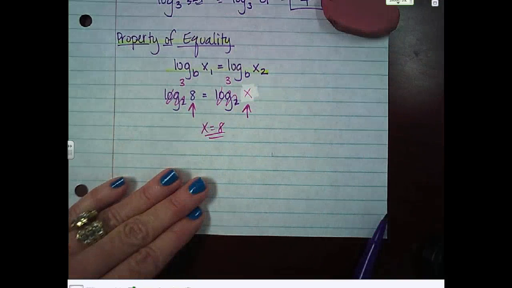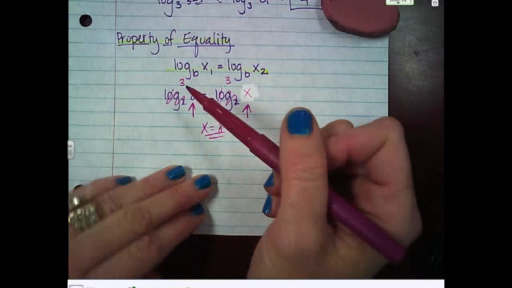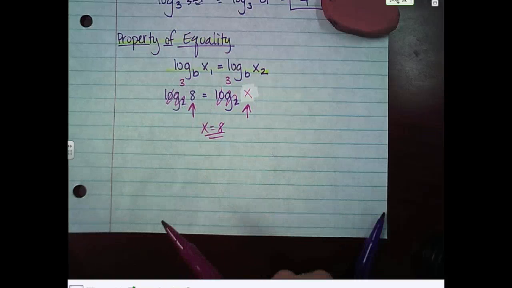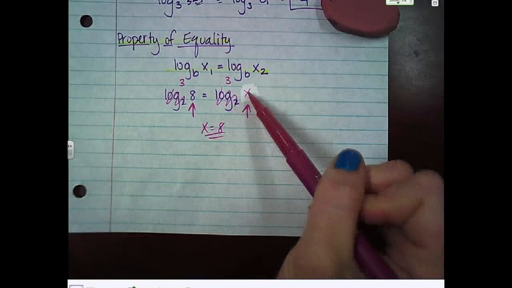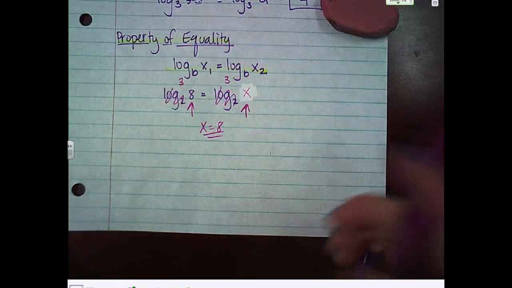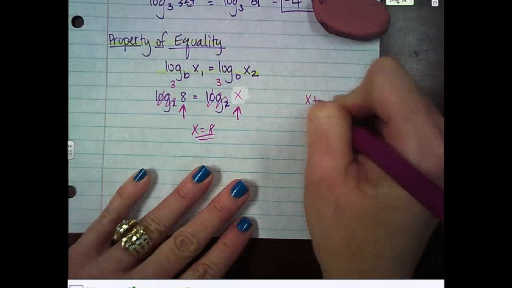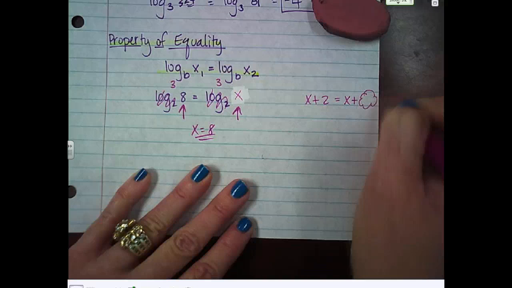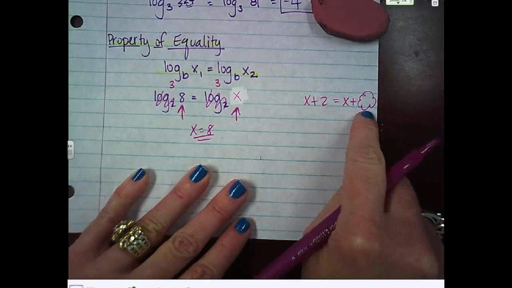Okay? Right, and the reason is because I'm asking you for an exponent, right? If the exponent to get from 2 to 8 is 3, then to get from 2 to whatever number is also 3, that better be the same value. It's kind of like, in simplistic terms, if I told you x plus 2 equals x plus some number, what does that some number have to be? 2. Same here.